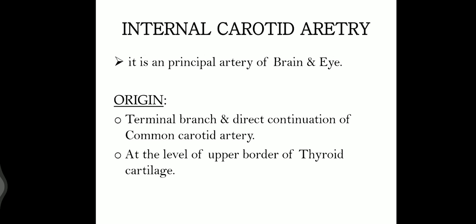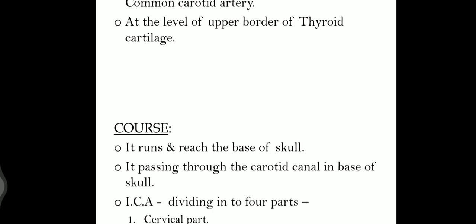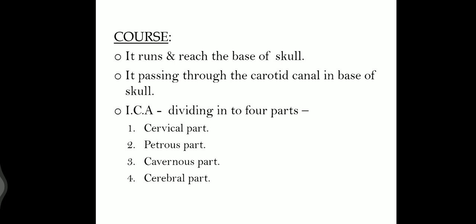The internal carotid artery is the principal artery for the brain and eyeball. It originates as the terminal branch of the common carotid artery at the level of the upper border of the thyroid cartilage. It runs upwards and medially to reach the base of the skull and passes into the carotid canal, and then divides into further parts. The internal carotid artery has the cervical part, petrous part, cavernous part and cerebral part. These are the further parts of the internal carotid artery within the cranial cavity.